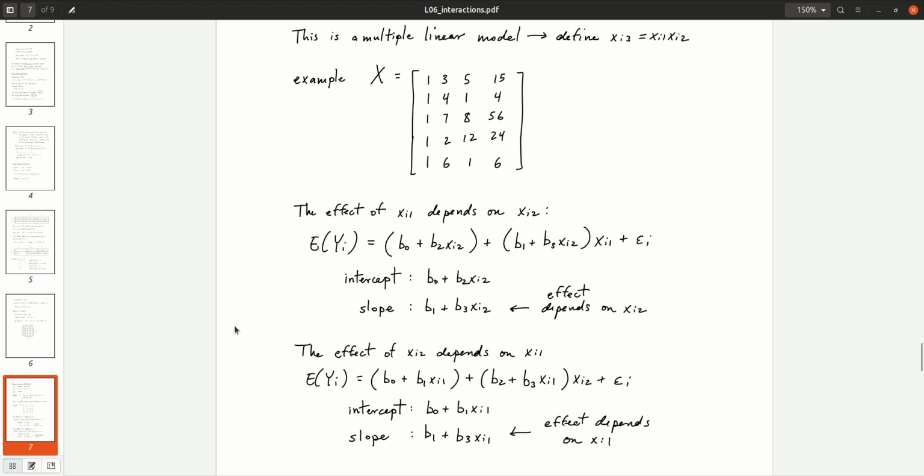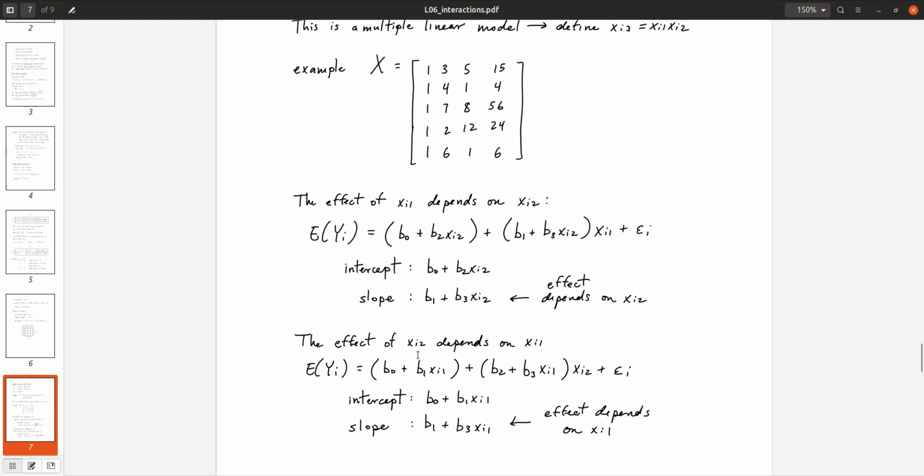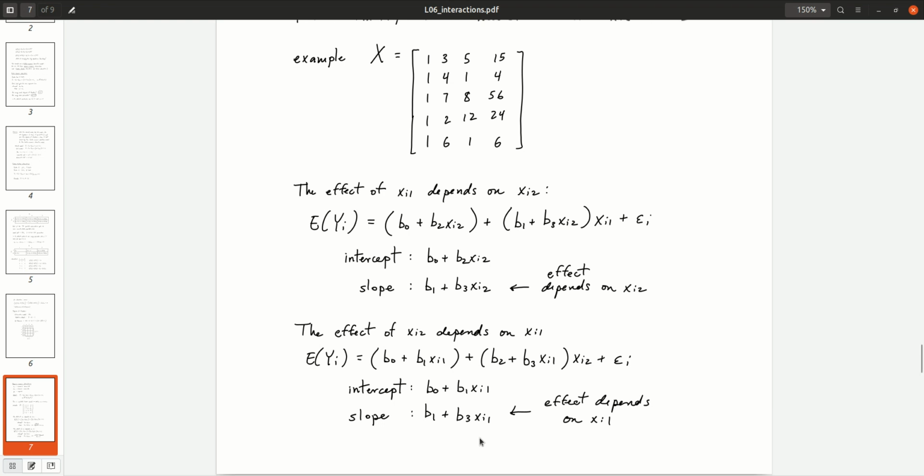We can rearrange things in the opposite way to write it as a linear function of xi2. So this intercept here is b0 plus b1 xi1. And the slope is b2 plus b3 xi1. So here again, the slope depends on the other variable, which in this case is xi1. So further evidence that this is an interaction model.